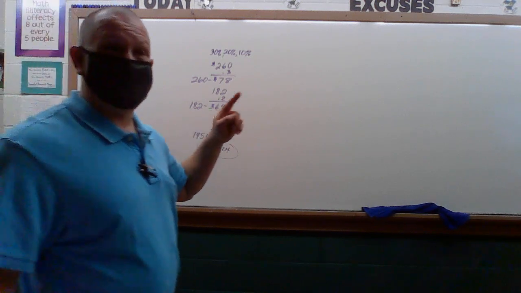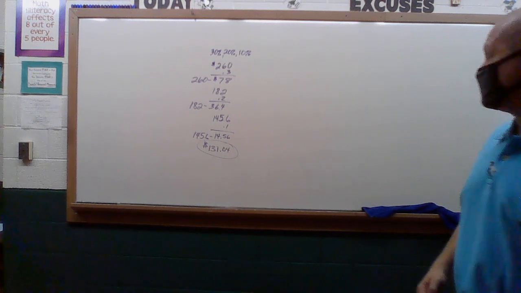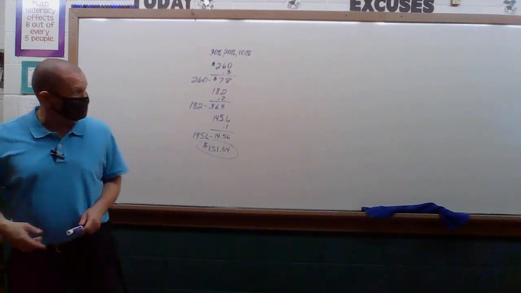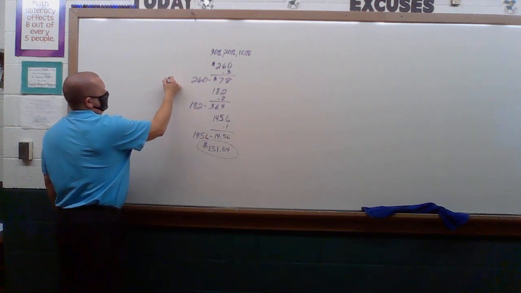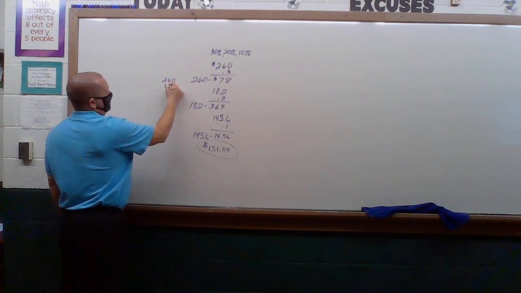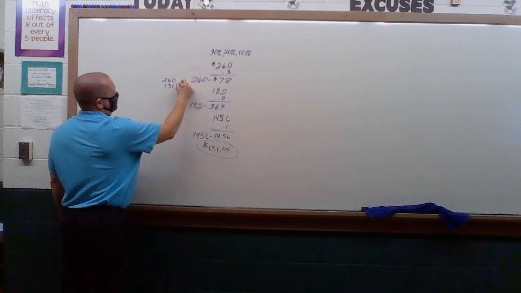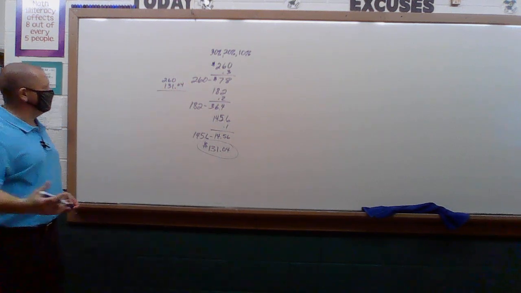Didn't it ask you to find the discount price or the amount of discount? Find the invoice price and the amount of discount. So how do I find the amount of discount? I can add up all these, or I can just simply take 260, my original, and subtract it from my invoice. Those two numbers subtracted should give me my grand total of how much discount I got, right?